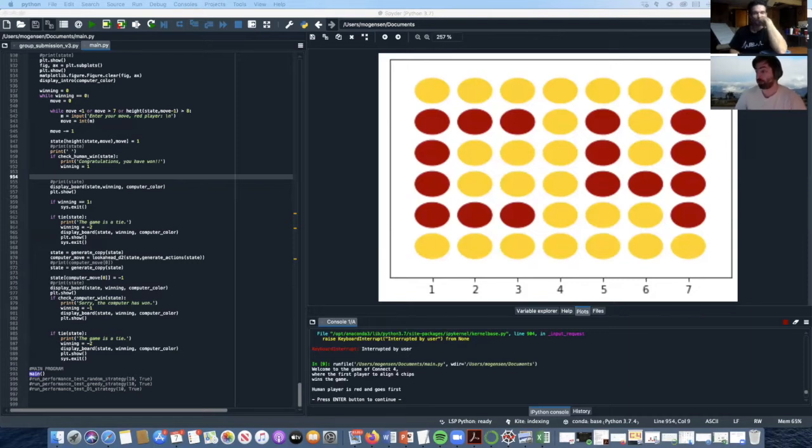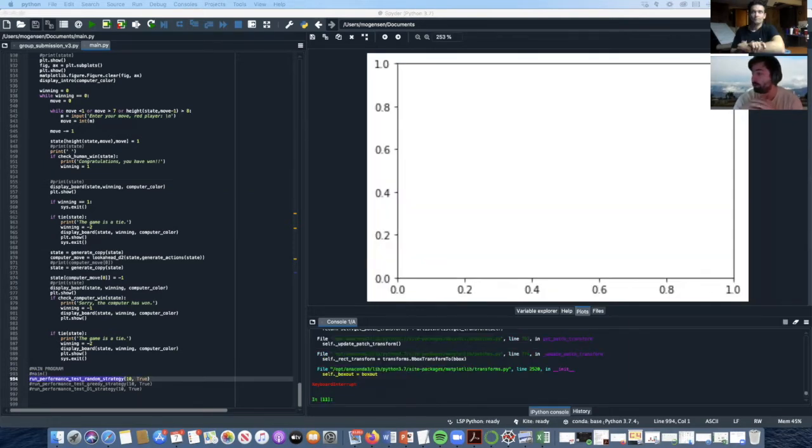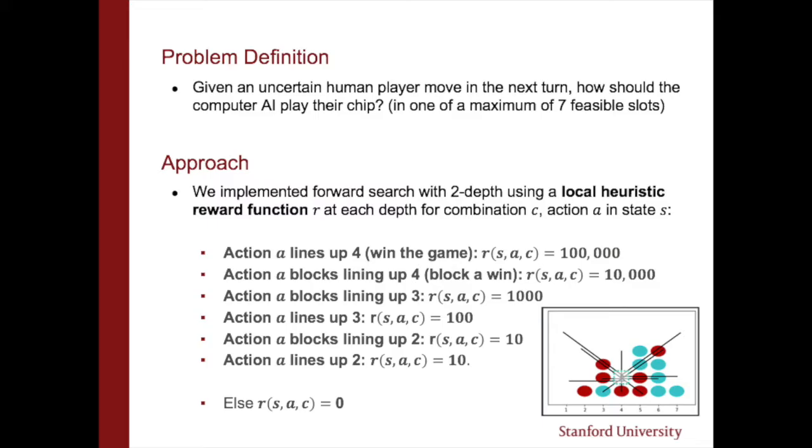So our approach with online planning allows us to look at a much smaller subset of the reachable state space in order to pick our next action. The approach we used was to implement a forward search with 2 depth look ahead using a local heuristic reward function. I'm now going to take a minute to explain what our overall strategy was and how we went about implementing our heuristic to tell the AI how to make a decision.